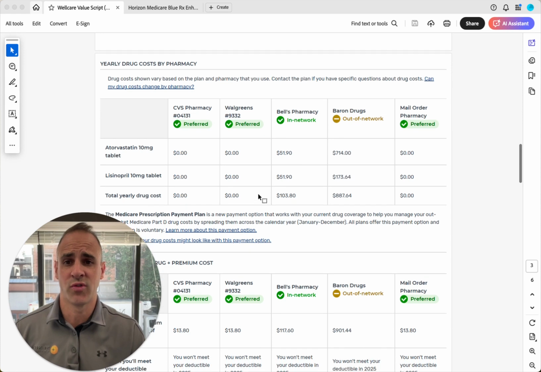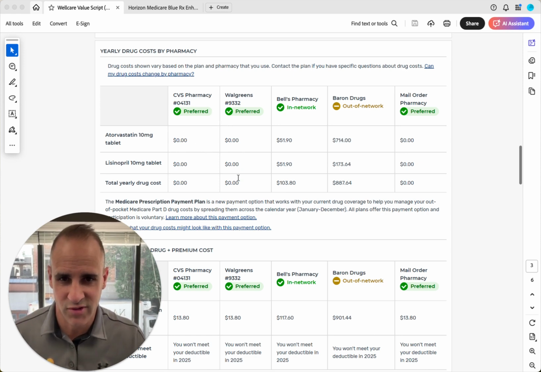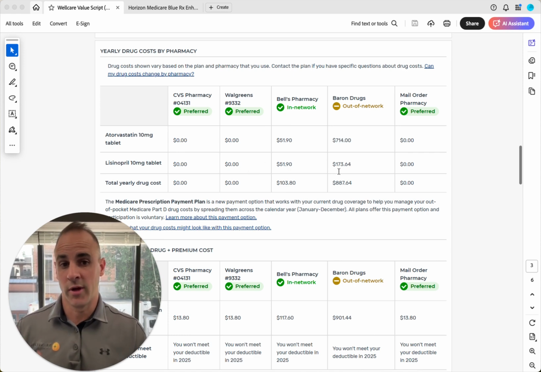The next section shows the yearly drug cost by pharmacy. So you're going to see for each of those pharmacies, at the preferred pharmacy, these are zero copay because they're Tier 1 with this plan. But if you go to another pharmacy, you're going to pay for those medications.